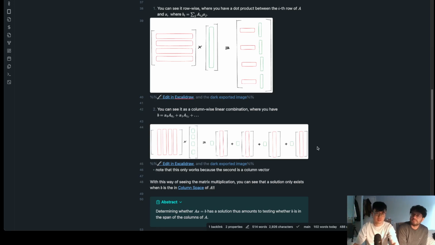Okay, yeah. Because you can break it down like that, right? The first element times the first column vector plus the second element times the second column vector. And so for x to be a solution, there must exist a linear combination of the columns of a to create b. So b must be in the span of the columns, or in the column space of a, for that to be a solution, right? If it doesn't exist in the column space, then there exists no solution x, right?